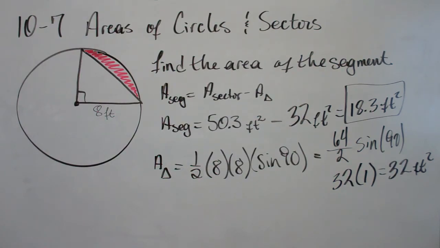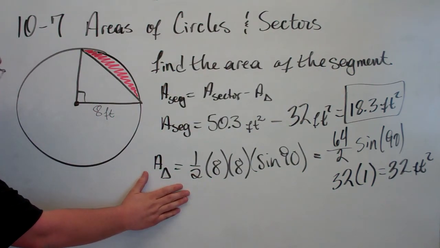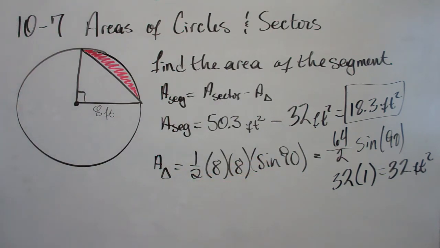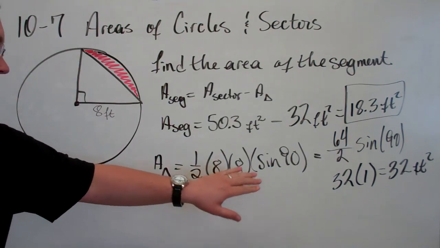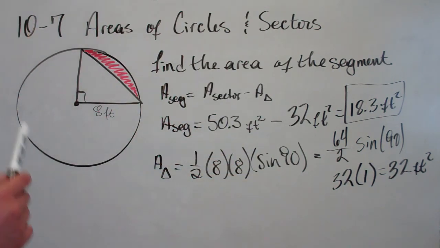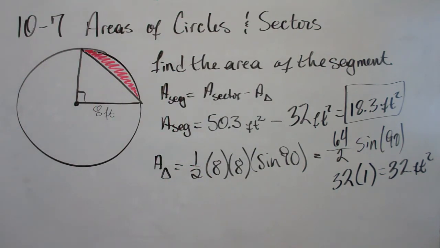Finding the area of this triangle is really, really simple with this new formula. It's just simply 1/2 your radius times your radius times the sine of the angle between them. Your radius is 8 feet, so it's 1/2 times 8 times 8 times the sine of 90. 8 times 8 is 64, divided by 2 is 32. The sine of 90 is 1, 32 times 1 is 32. So you do the 50.3 minus the 32 to get 18.3 feet squared.